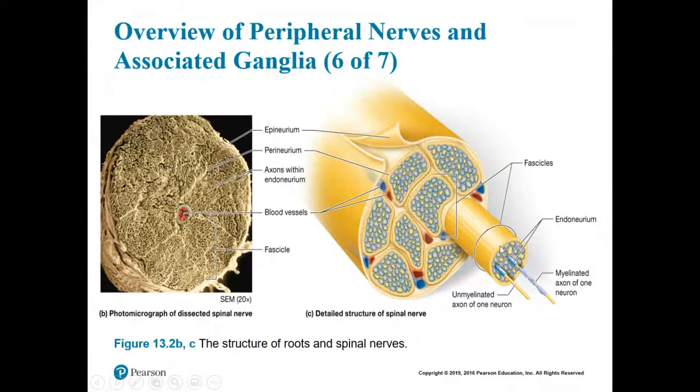Now, the last site would be the endoneurium. So this is the inner, the deeper aspect of the nerve, right? So each one of these axons is surrounded by endoneurium, and that's again connective tissue surrounding each one of those axons. And lastly, we have myelin, right, which wraps around one single axon right there. So again, that's the structure of the nerve.